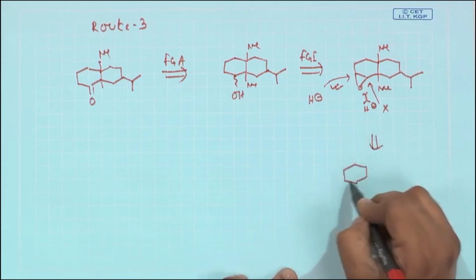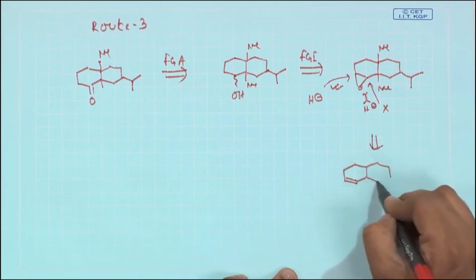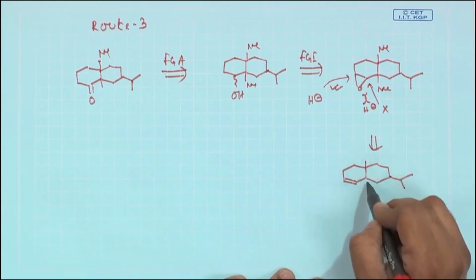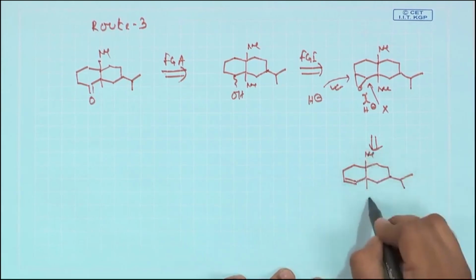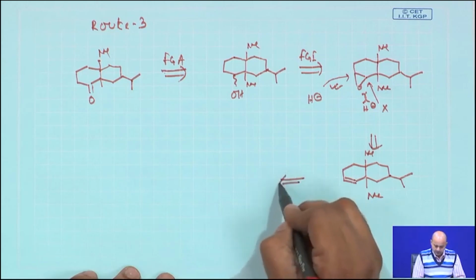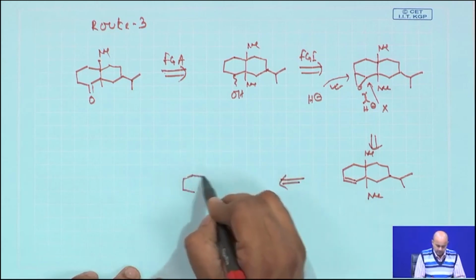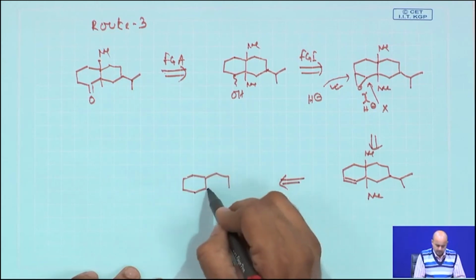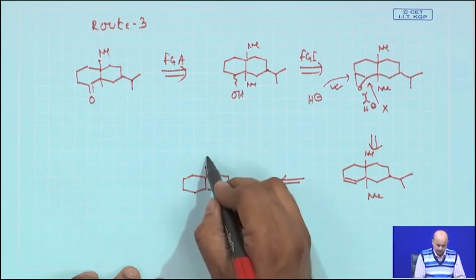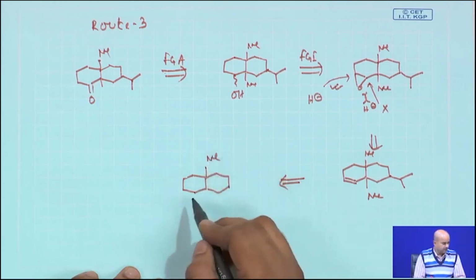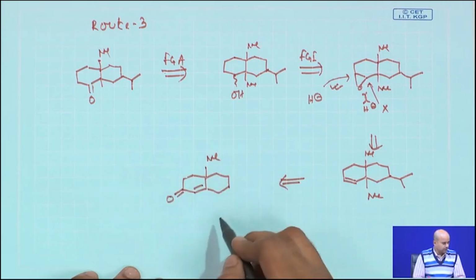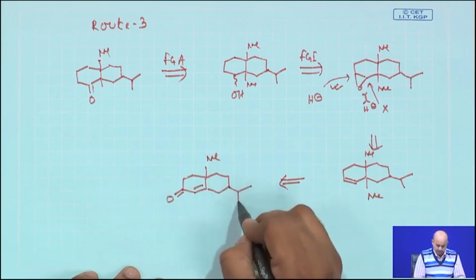For this epoxide, definitely you need a double bond, something like this, a double bond with these two methyl groups, fine. And if you have this double bond, you can basically formulate another reaction, which is our known Robinson annulation.